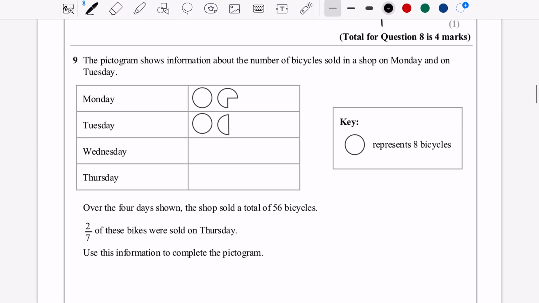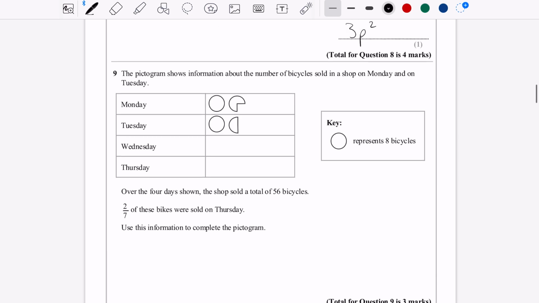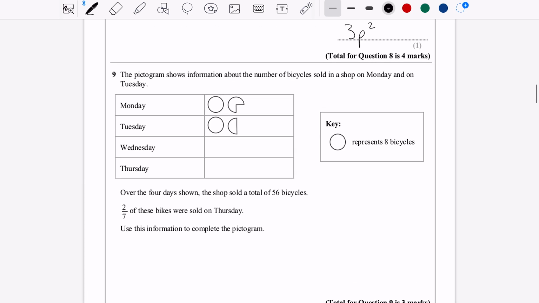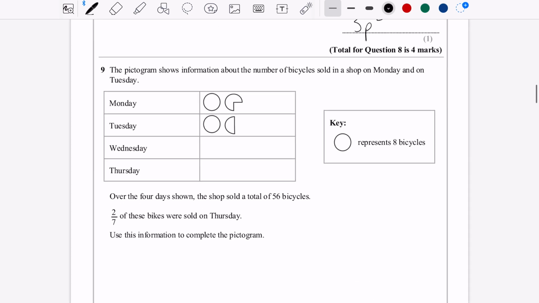Pictogram. These are normally worth 3 or 4. They're normally fairly standard. Alright, the pictogram shows some information. Bikes sold in the shop on Monday and Tuesday. 2/7 of these bikes were sold on Thursday. Use this information to complete the pictogram.